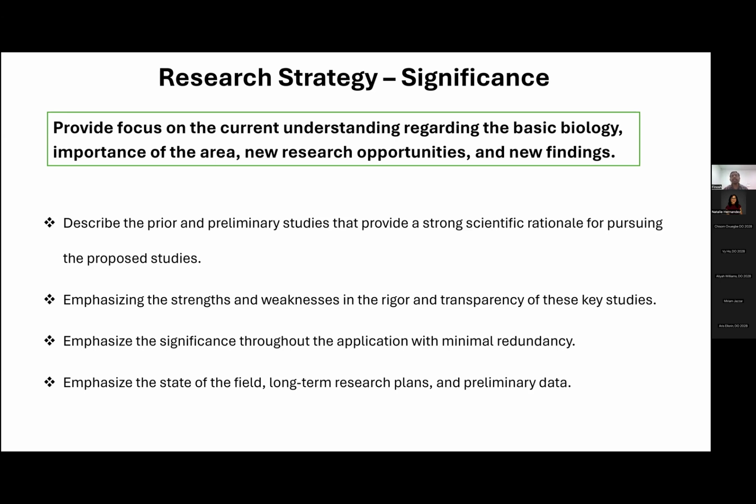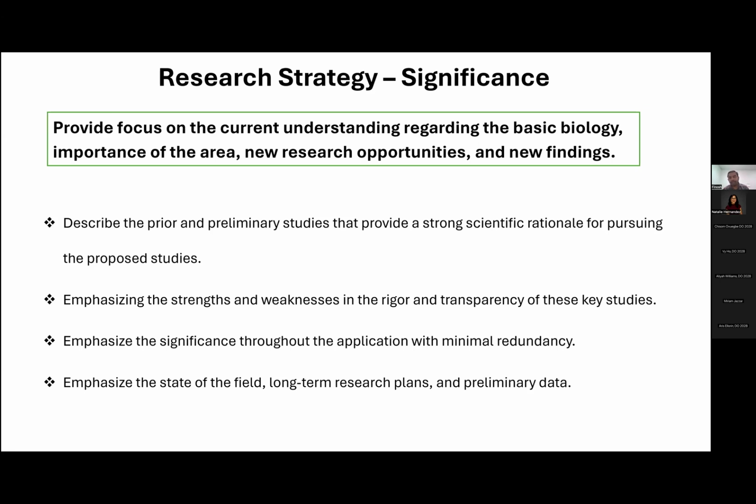And one major mistake which we all make as grant writers is redundancy. We keep repeating the same things again and again. That will kill the enthusiasm of the reviewer. So try to emphasize minimal redundancy. But if you have a key concept, you may repeat it a little bit. But don't repeat the methodology or the same fact again and again. That may kill the enthusiasm of the reviewer.